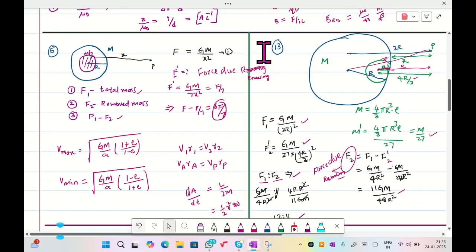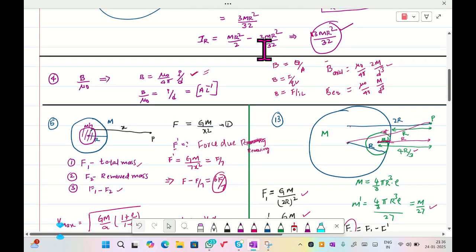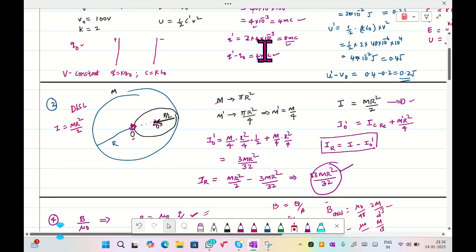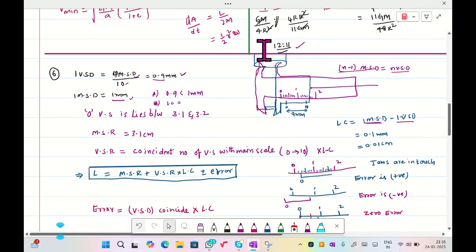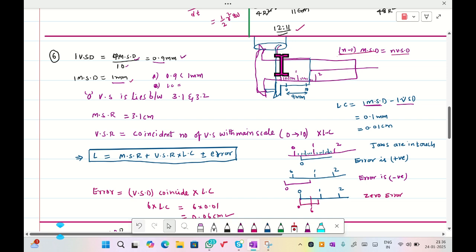So one vernier scale division is equal to n minus 1 main scale divisions by the number of vernier divisions. And least count is equal to 1 MSD minus 1 VSD. That equals 0.1 millimeter, or 0.01 centimeter. This vernier caliper is used to find the length and diameter of a cylinder by using the upper jaws, and for objects that are not exactly straight, like the length of a cylinder shaft, we can find the length by using the lower jaws.